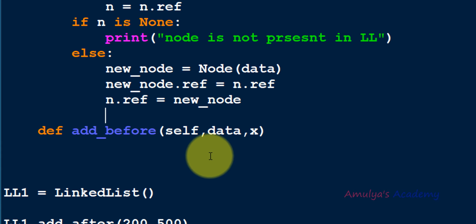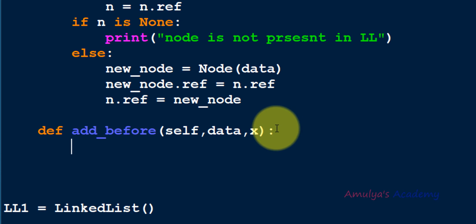In the previous tutorial also we wrote the same parameters, right? X is nothing but the data field of the node before which we need to insert the new node. Next, I need to check whether we are inserting the element before the first node. So I need to take self.head.data. If you want to access the data of the first node, you can write like this: self.head.data is equal to x.